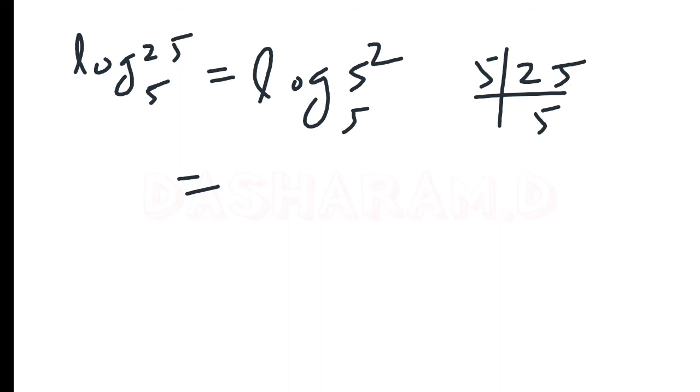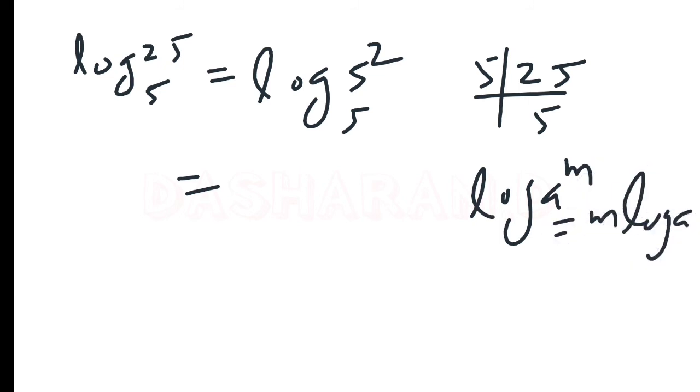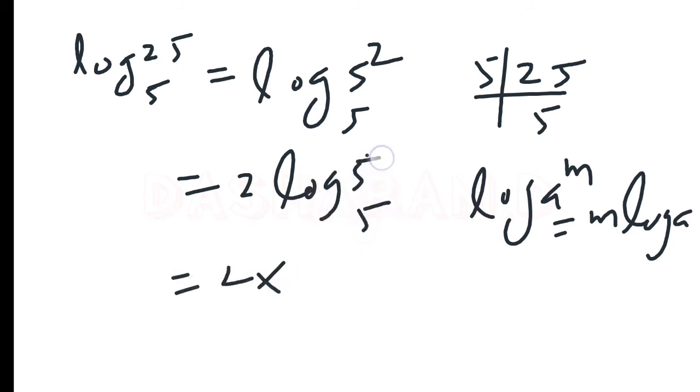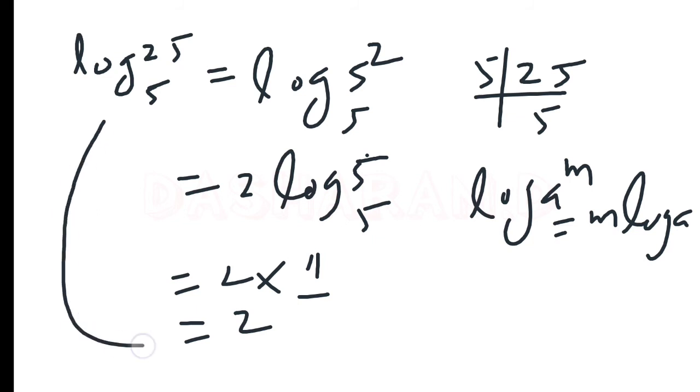Here we can apply one formula, log a to the power of m equals m log a. So then 2 log 5 base 5. It equals 2 into, here the logarithm of a number and its base are both the same, so its answer is 1. So log 25 base 5 answer is 2.